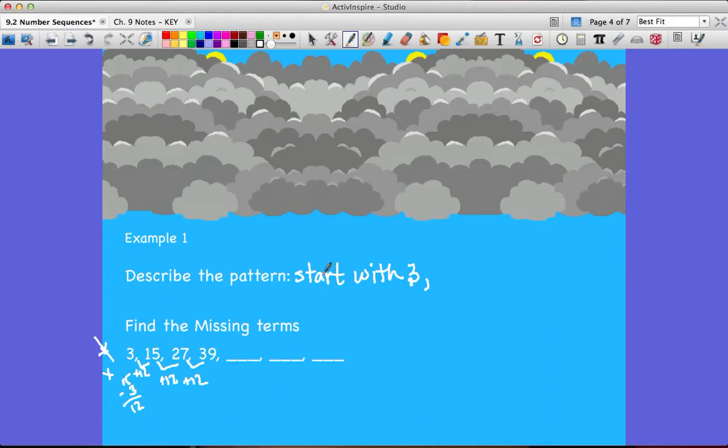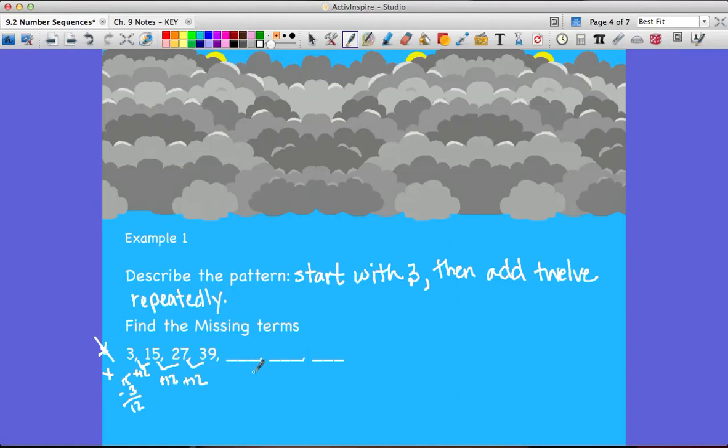So to describe it, I say start with 3, then add 12 repeatedly. If you don't put the repeatedly, that tells me that you just do it once and then you're done. So you need to make sure to have the repeatedly, or if it's something where you're going +1, +2, +3, +4, you use the ending "and so on."